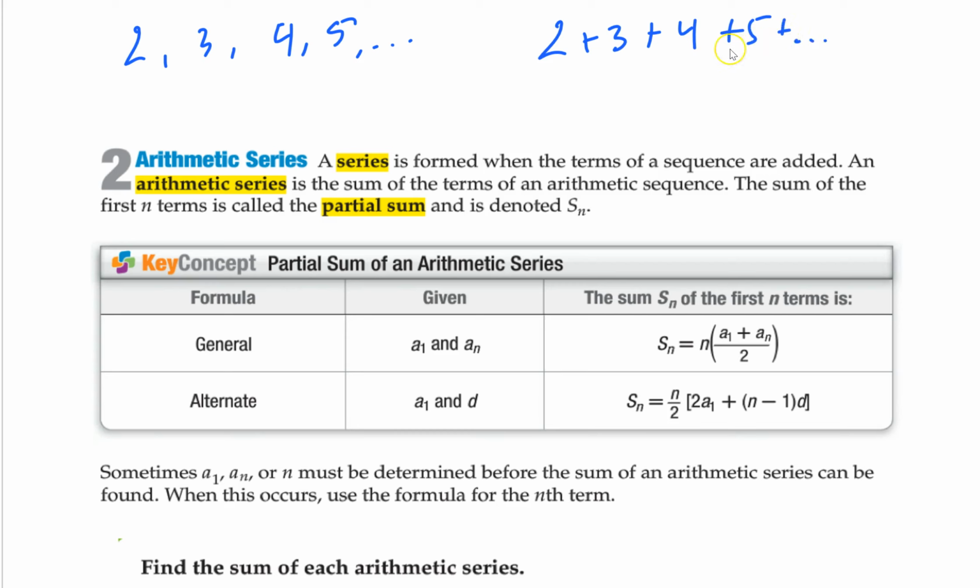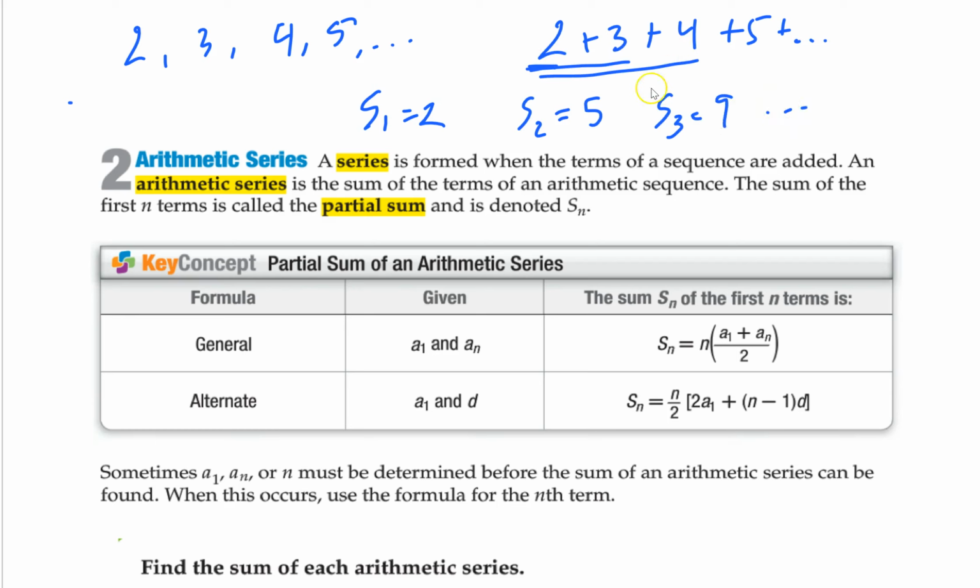Yada, yada. Right? So that's a series. It's when you add them up. So with this, we're going to care about what's the sum of, let's say, S1, the sum series. That means, what's the sum of the first one? Well, in this case, just 2. S2 means, what's the sum of the first 2? 5. S3, what's the sum of the first 3? 5 plus 4, 9. And so on.